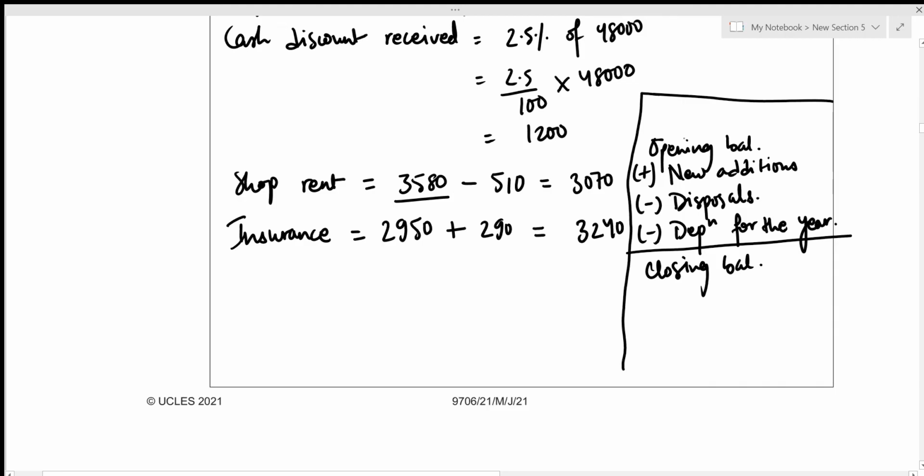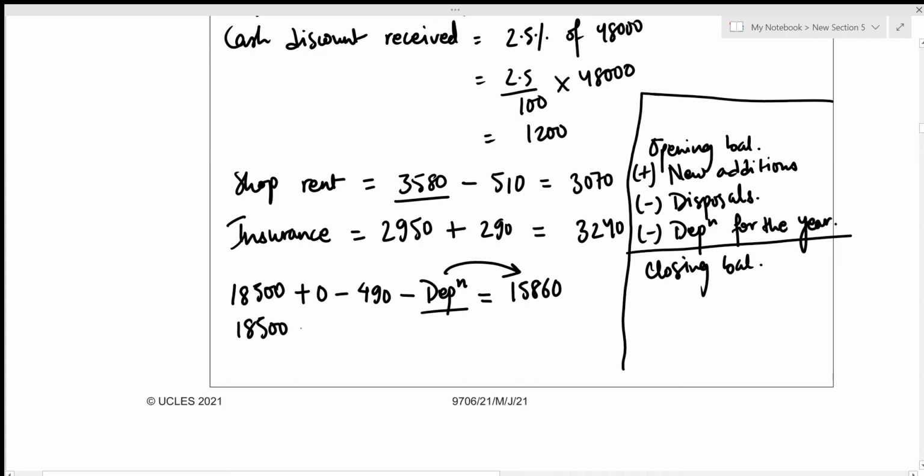So we're just going to solve this in the form of an equation. The opening balance we were given to be 18,500. Then there were no new additions, and for disposals we disposed of an equipment with the net book value of 490, and we do not know the depreciation. We are trying to figure this amount, and this equals the closing balance, which was given to be 15,860. Since we are figuring the depreciation amount, I'm just going to shift this to the other side. So that's going to be 18,500 minus 490 minus 15,860 equals the depreciation charge. So we can calculate the depreciation charge to be 2,150. This is just the depreciation charge for this current year.